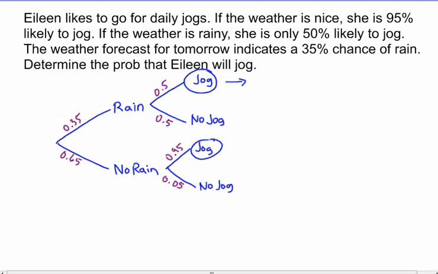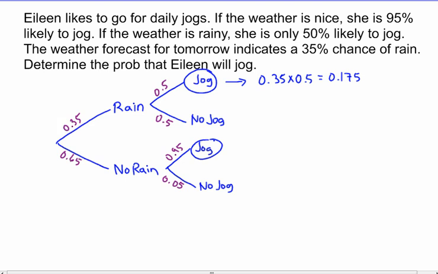You look at these two. What do we do when it's an and situation? So rain and jog, multiply them. So this will be 0.35 times 0.5 gives us? Half of 0.35 is going to be 0.175. Yes! In the other problems, we just had one dependent situation, looking at one stream. This problem has two different dependent situations.